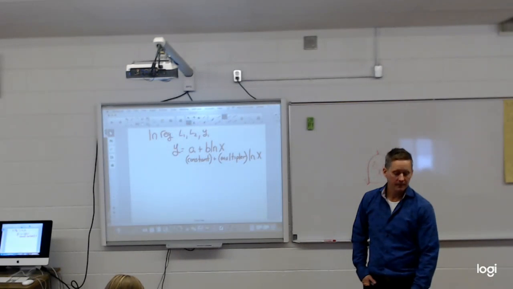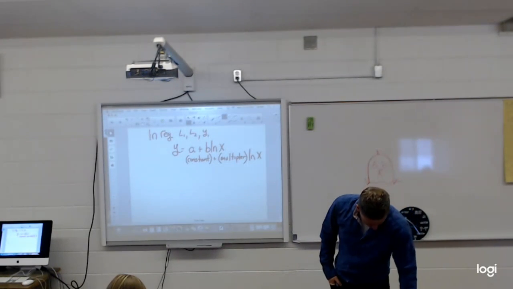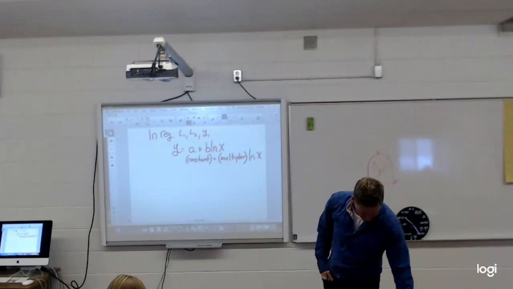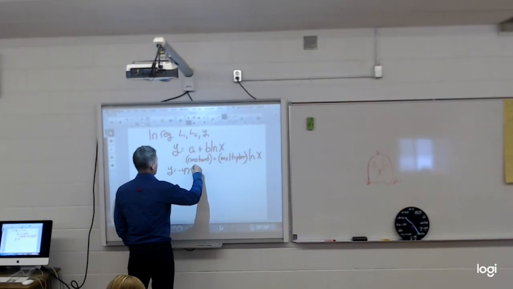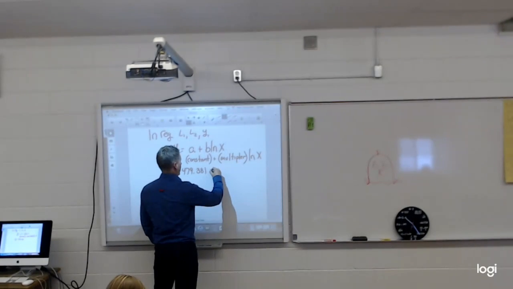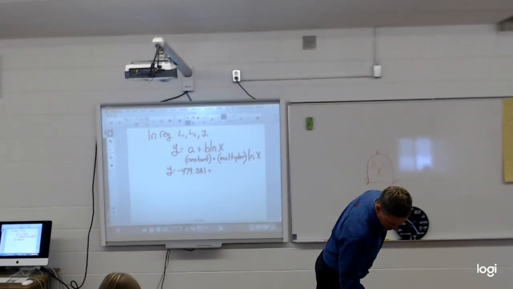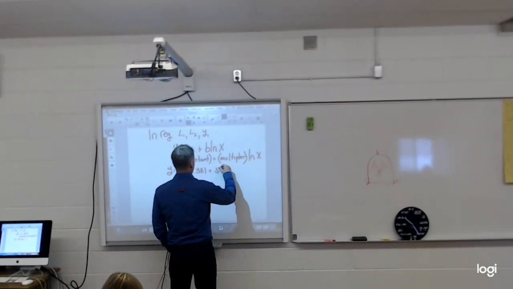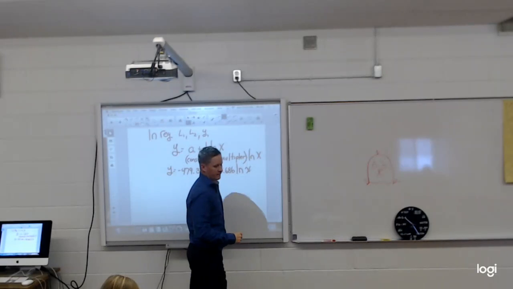I got an equation. What did you get as your equation? What's your A value? My A is minus 479.38. And your B? 58.686. Perfect. I got minus 479.381, is that right? Yeah. And then it's add 58.686. Excellent, thank you.